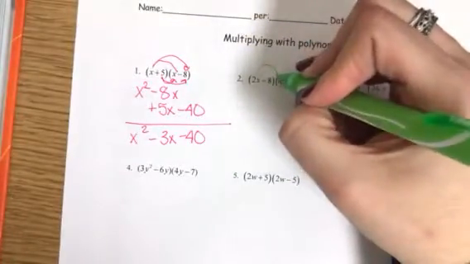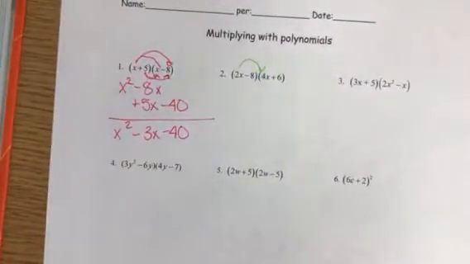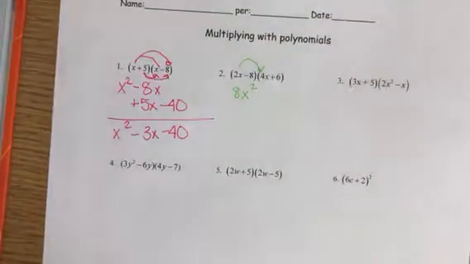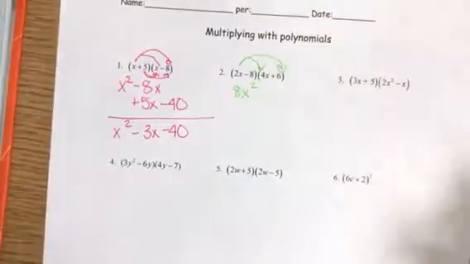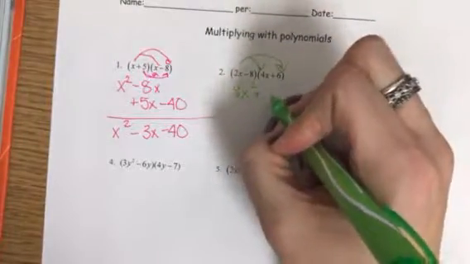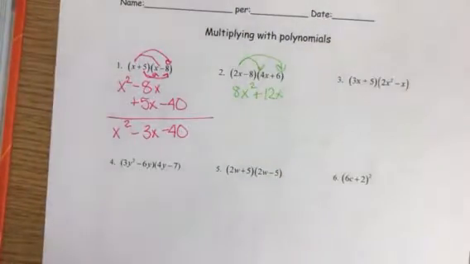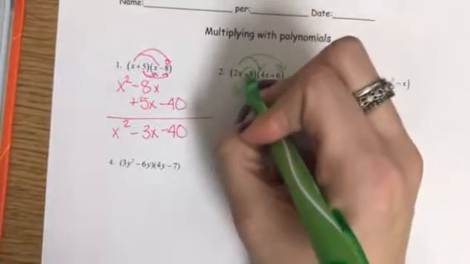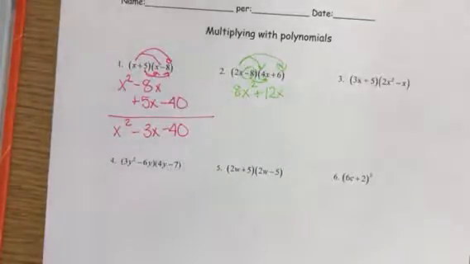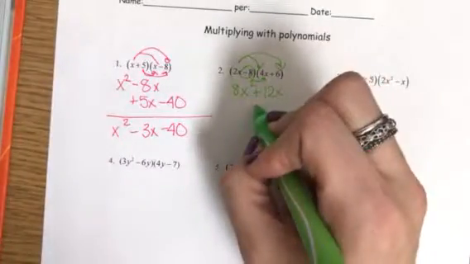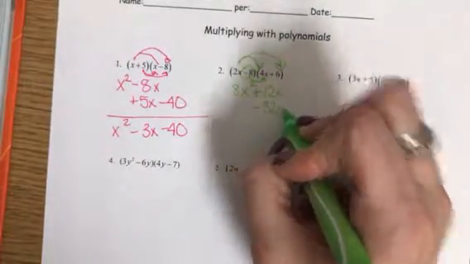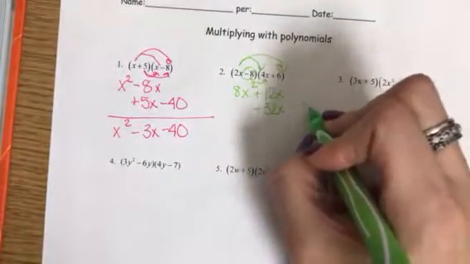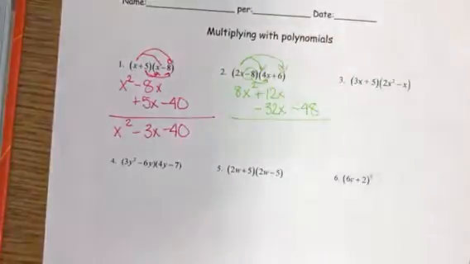Number 2, as we start distributing, 2x times 4x is going to give us an 8x squared. 2x times 6 is going to give us a 12x. Negative 8, right? This is subtracting, so it's a negative 8. Negative 8 times 4x will give us a negative 32x. And negative 8 times 6 will give us a negative 48.